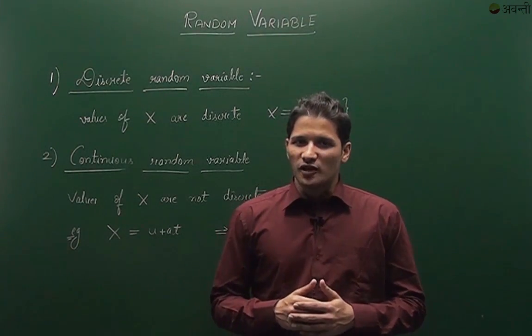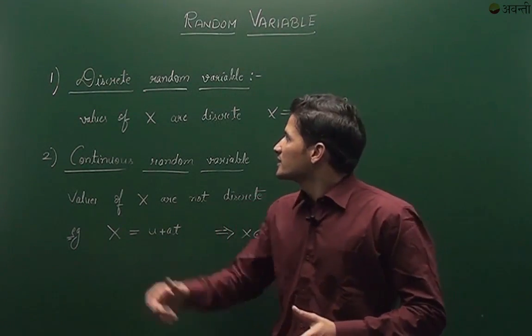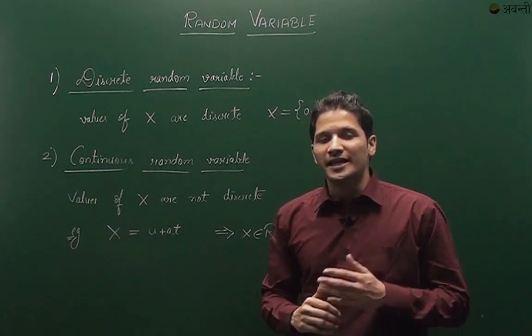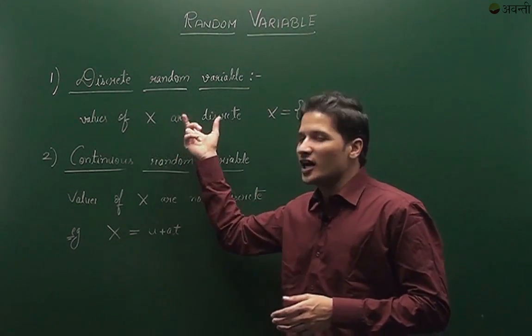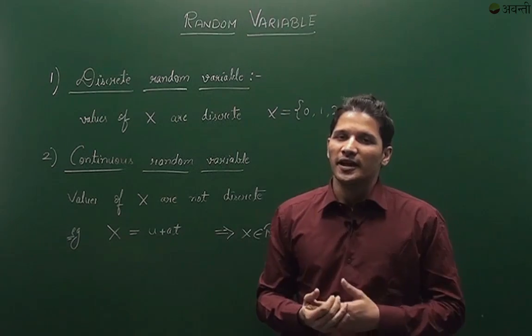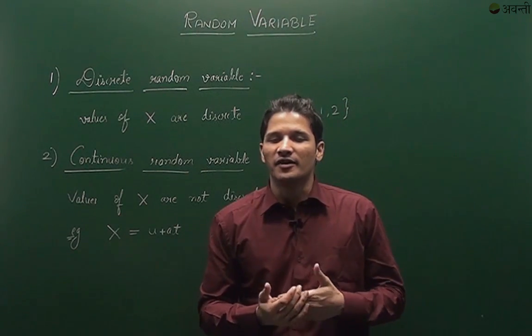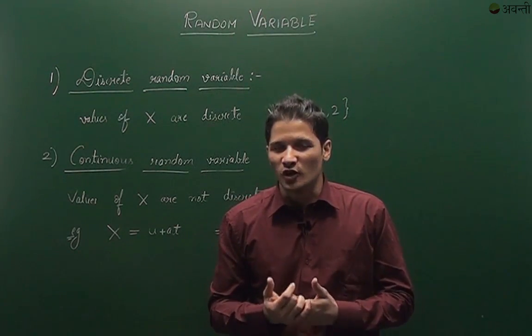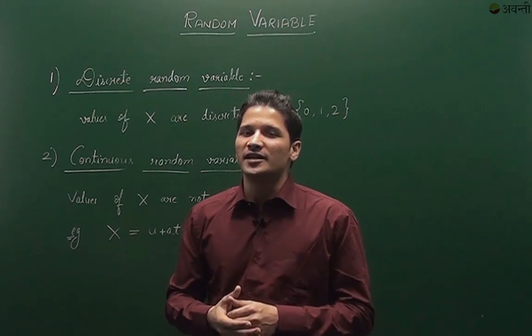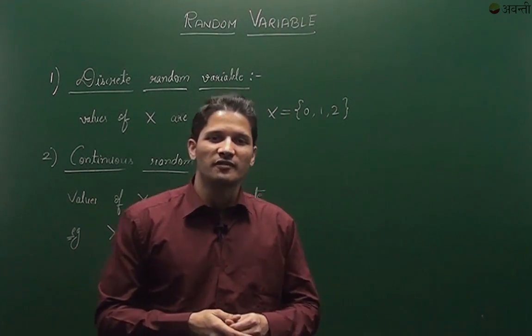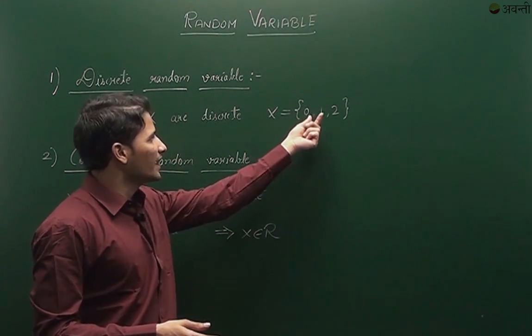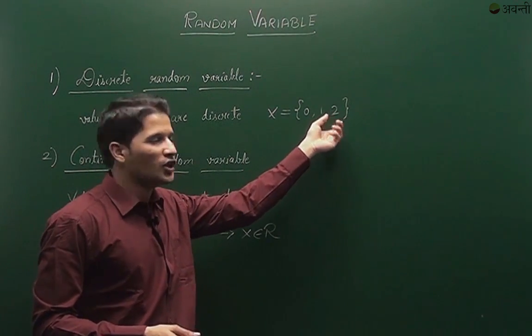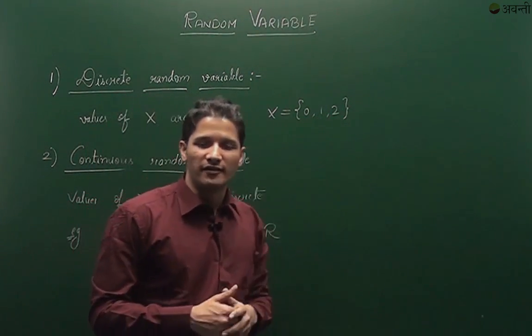There are two types of random variable. The first one is the discrete random variable. In this case, the values of x are discrete. For example, in our previous case where we defined random variable x to be the number of tails obtained, we had three values of the random variable, which were x equals 0, x equals 1, and x equals 2. So this is called a discrete random variable.